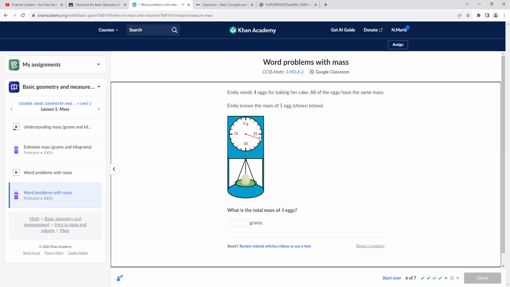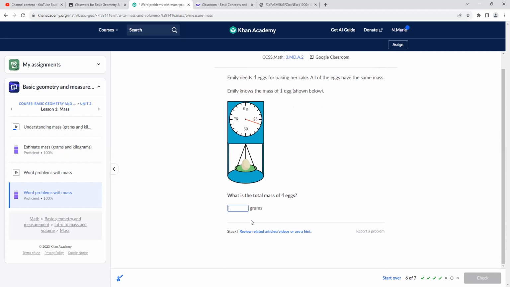Okay, so what's the mass of one egg? That would be 30, 35, 40. So you want to see what they're counting by, fives. So one egg is 30. 30 times 4 is 120.